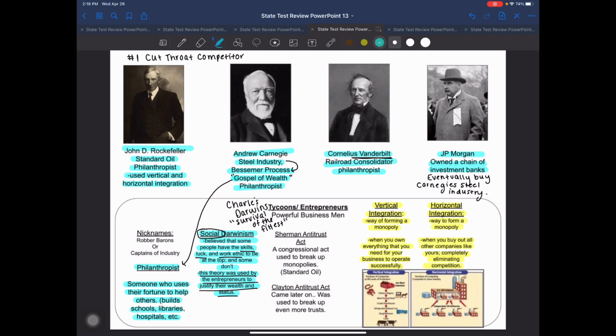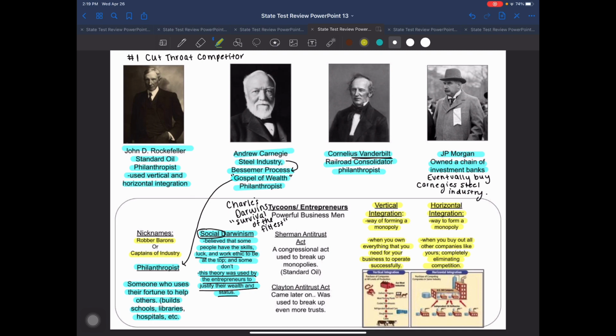So again, keep in mind that these men did some wonderful things, especially with philanthropy. But they also did some pretty bad things as well. To be honest with you, they started to gain the reputation of either being a robber baron or a captain of industry. Now, you're never going to see a question that says, was Andrew Carnegie a robber baron or a captain of industry? Because this is a matter of opinion.